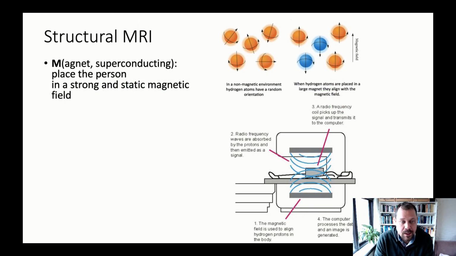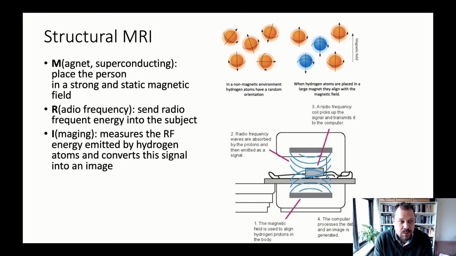So let's have a look at how the MRI machine works. MRI stands for magnetic resonance imaging. At the basic level, we have a very strong magnet, with most machines nowadays being about 3 Tesla, which is many thousand times the magnetic strength of the Earth. So when you place a person or tissue inside a scanner, inside a magnet that has such a strong magnetic field that is also static, what will happen is the following.